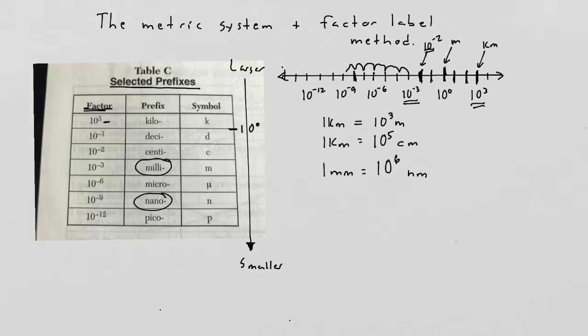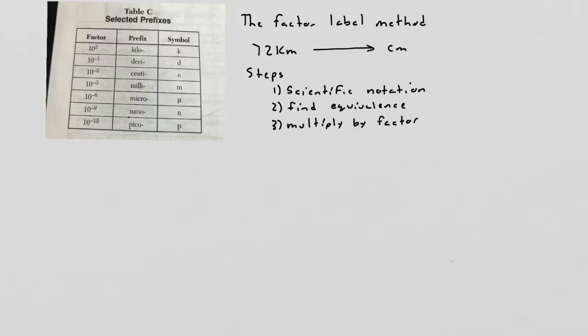Now, these facts can then be used for conversions in what is called the factor label method. So once we know the relationships between the metric units based upon the prefixes, then we can carry out metric conversions using what is termed the factor label method, and we can build on that with what is called dimensional analysis, but we're not going to get there just yet. Let's start with factor label.